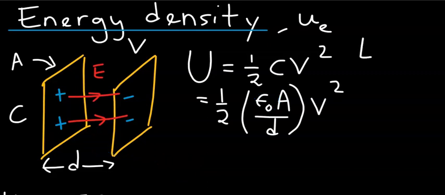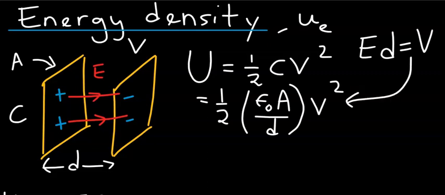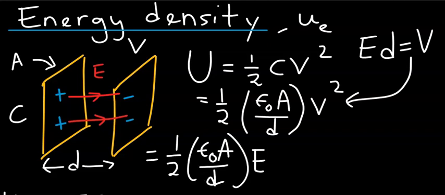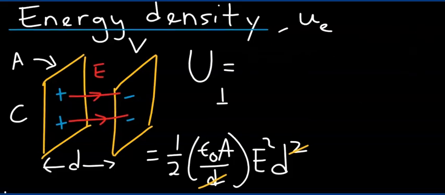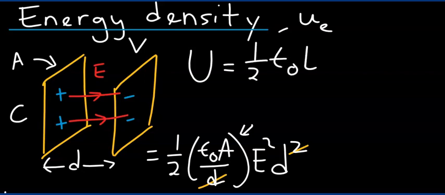Since we know the electric field times the separation between the plates is quite simply the potential difference between the plates, and using this expression in here, we get the following: half epsilon naught A over d, E squared d squared. So one of the d's will cancel from the top. Rearranging this expression a little bit, you get half epsilon naught E squared A times d.